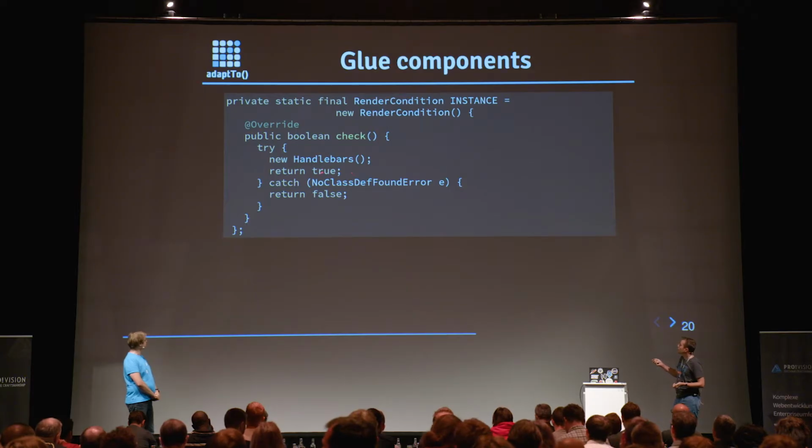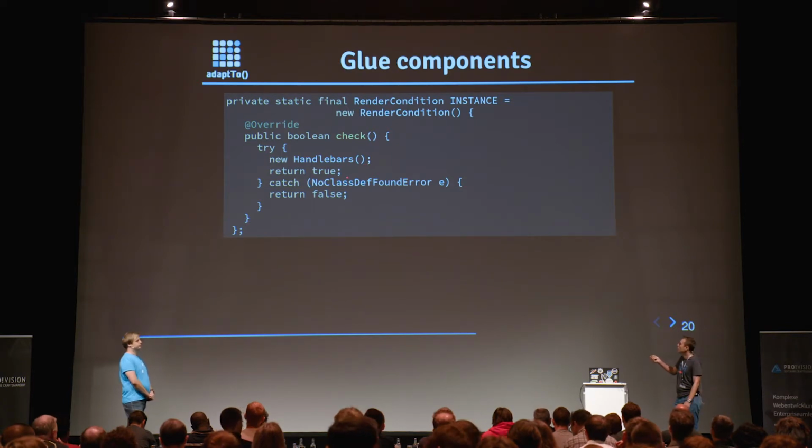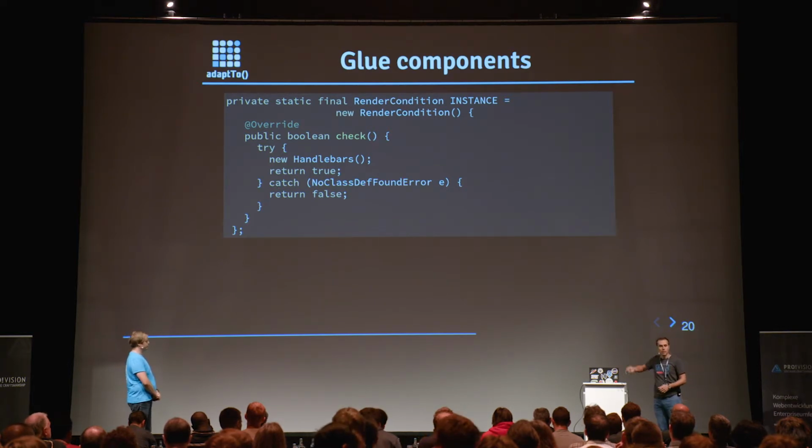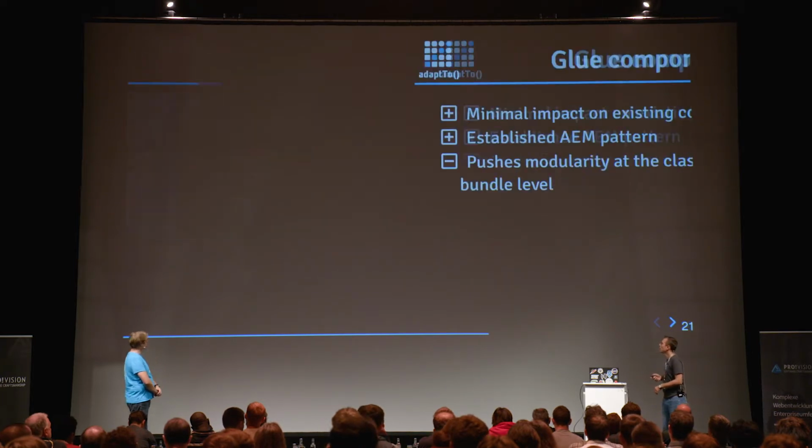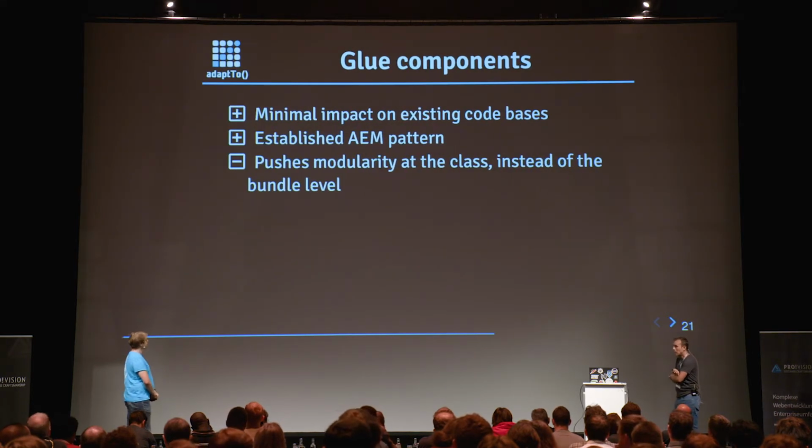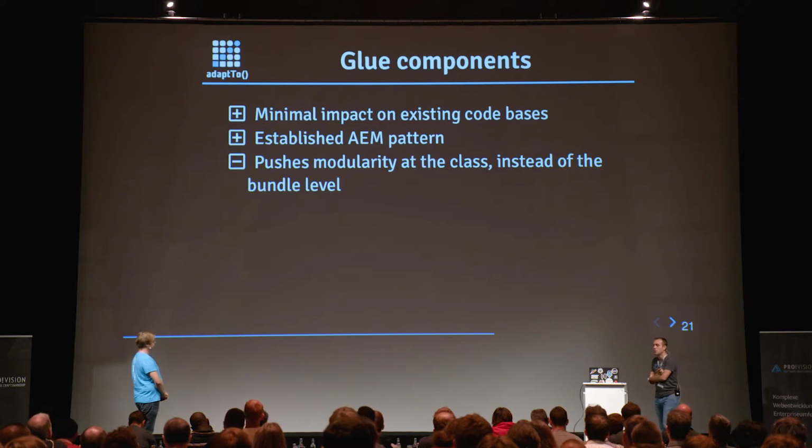So the pattern is quite simple. Try to load the class or do whatever check you need to do. If it holds true, return true. If it doesn't, just return false. And then the content will no longer be rendered. Again, a very established pattern. The only criticism that I would have is that it puts modularity at the class level, which is not where, in my personal opinion, it should be. It should be at the bundle level.